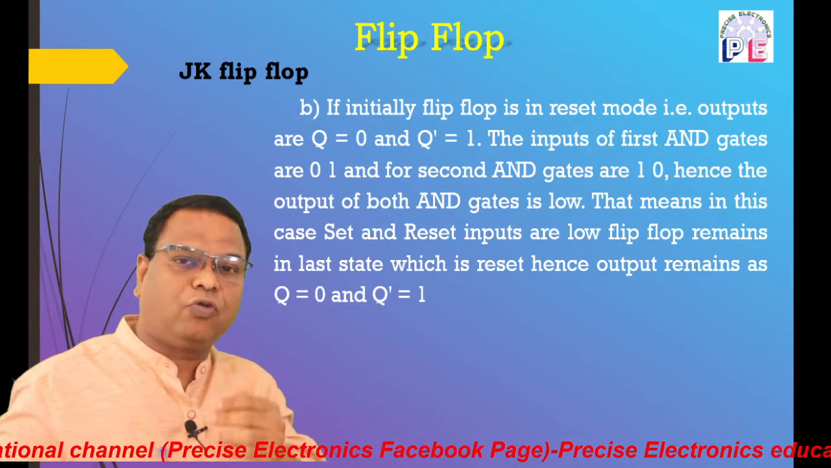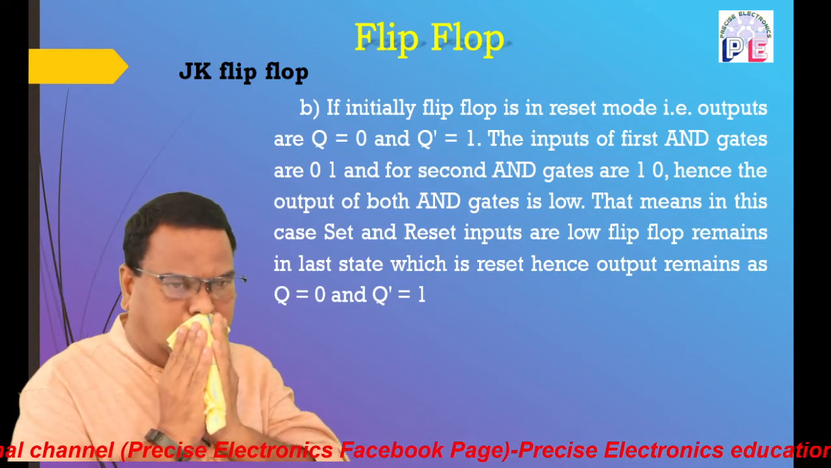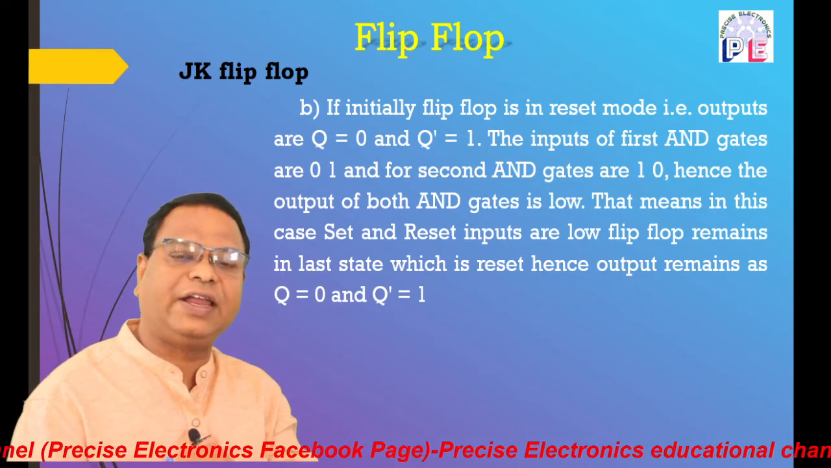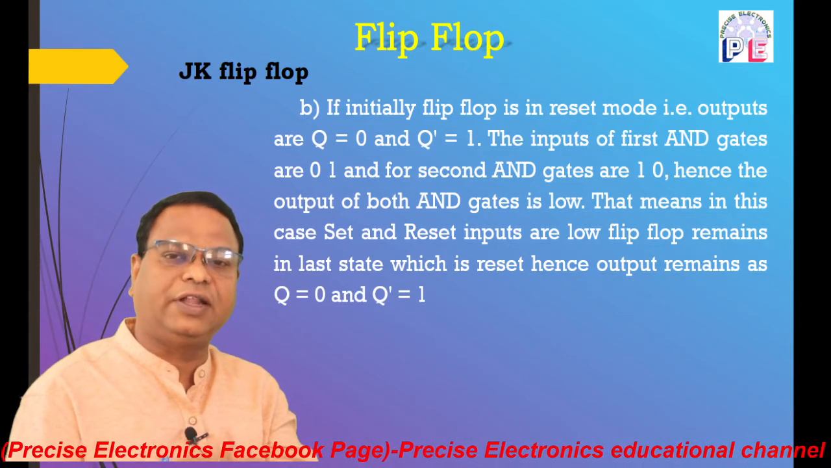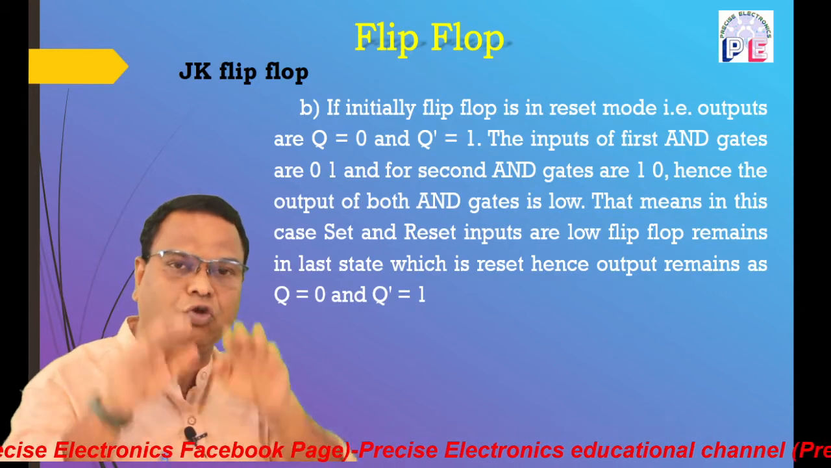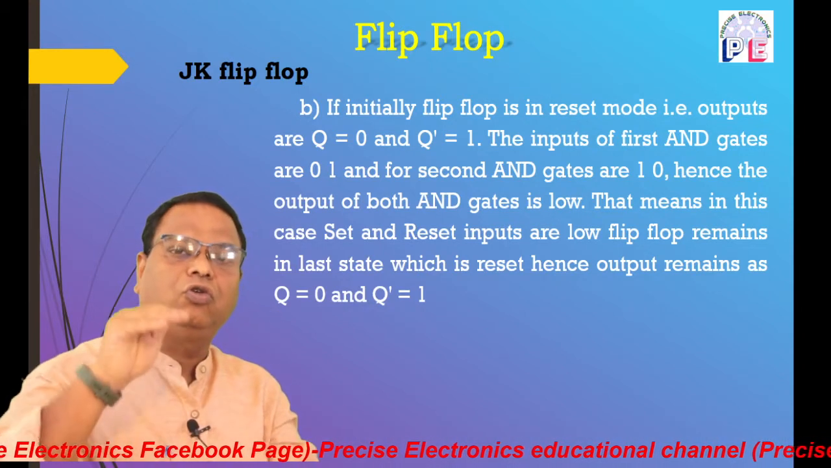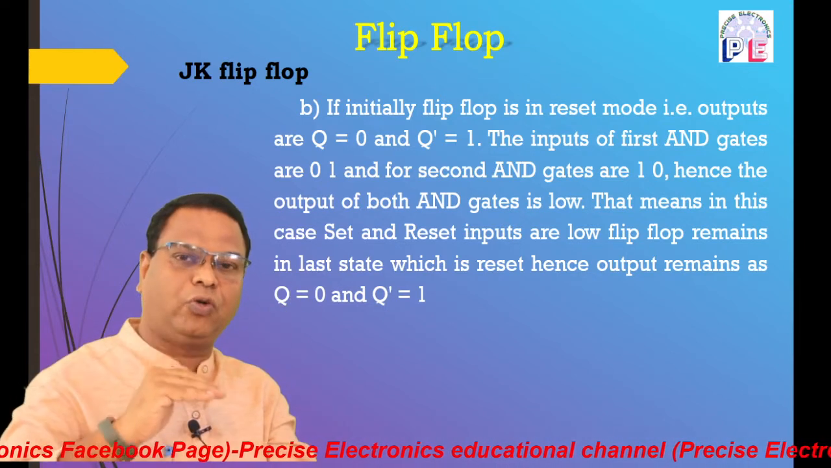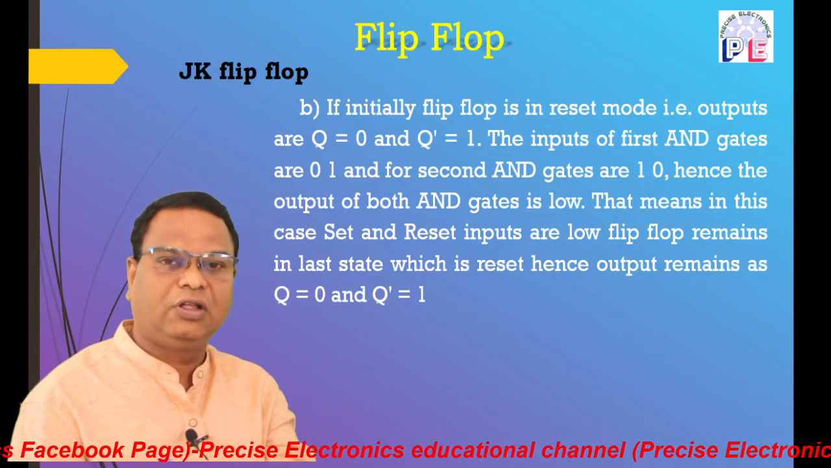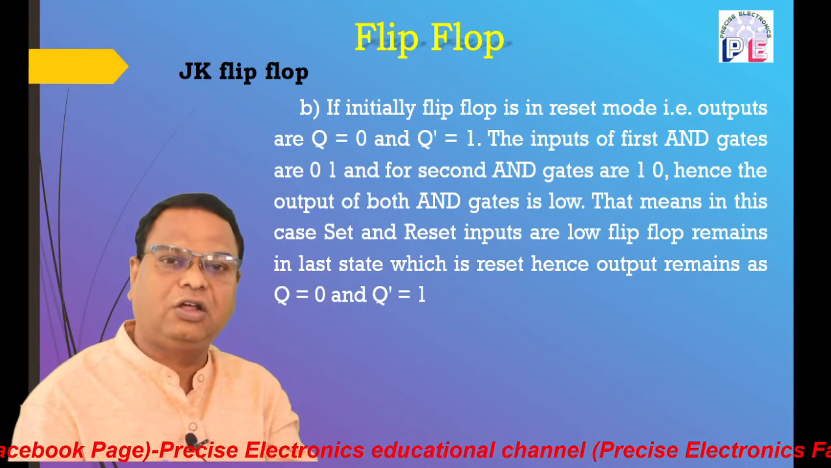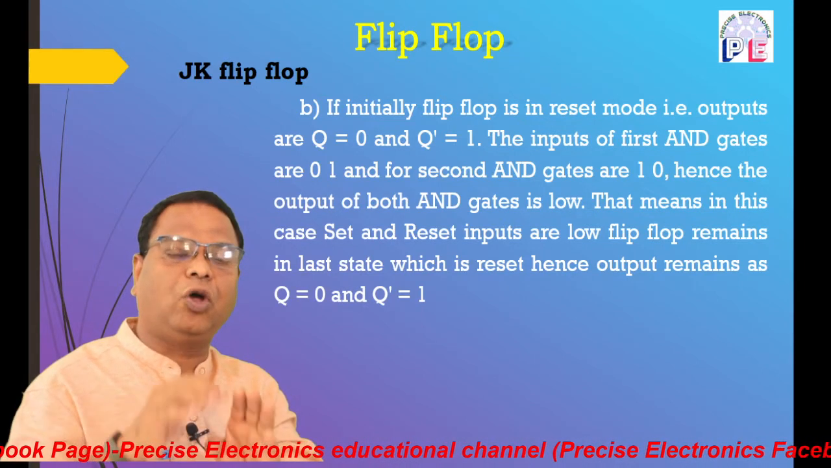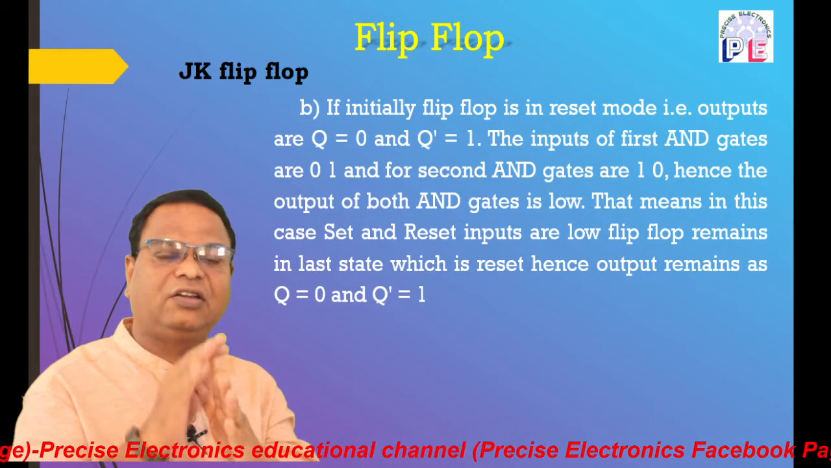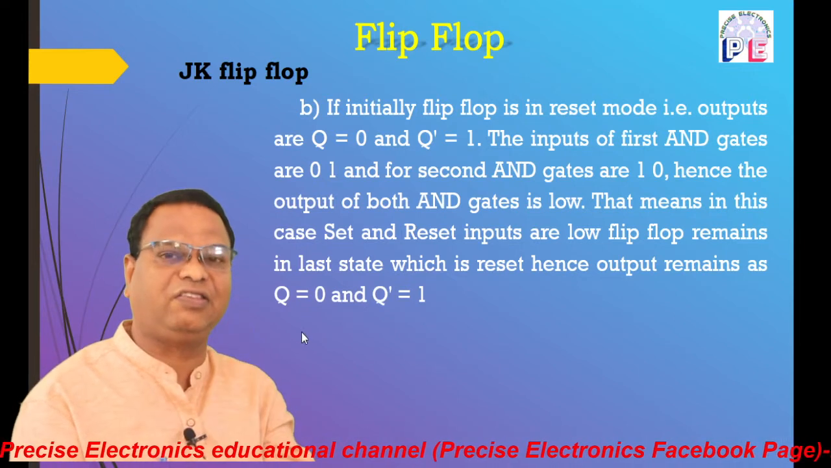So now the inputs for the upper AND gate are 0, 1 while the lower AND gate inputs are 1, 0. That means the outputs of both these AND gates go to low level. So the output of the upper AND gate, that is the set input, goes to low level. The output of the lower AND gate, that is the reset input, goes to low level. That means both set and reset inputs are at low level, so the flip-flop remains in its last state. And friends, in this case, what is the last state? That is reset. So the flip-flop remains in reset mode.